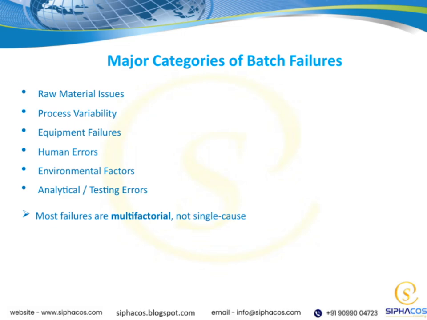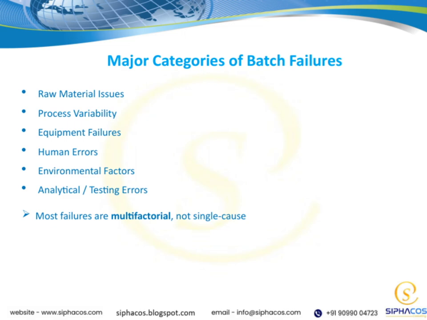Human errors also contribute significantly. Mistakes in measurement, handling, or procedure adherence can introduce variability or contamination. Environmental factors, such as humidity, temperature, or air quality, can also influence batch outcomes, especially in sensitive processes. Lastly, analytical or testing errors can give false results, leading to incorrect batch rejection or acceptance.